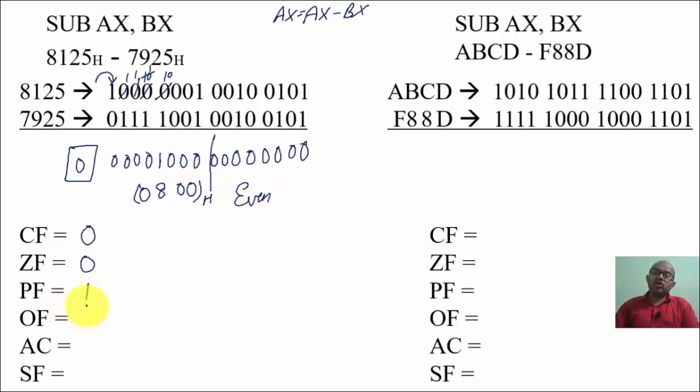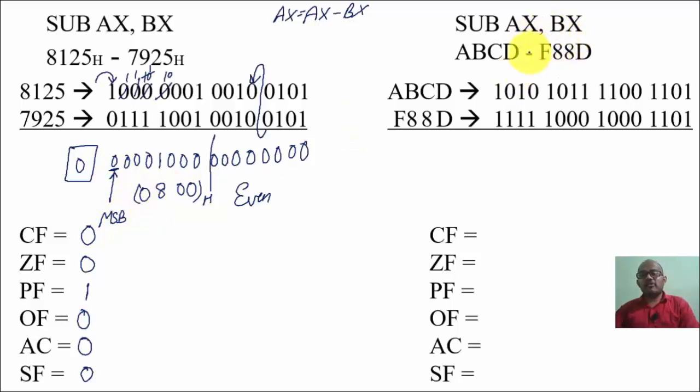Now, is there any carry getting generated from lower nibble to upper nibble, or is there any borrow you have taken from higher nibble to lower nibble? No, right? So auxiliary carry flag will not be set. Now, if I'm talking about overflow flag, whenever you are adding a negative number with a positive number, overflow flag will not be set. Now, if I'm talking about a sign flag, value should be 0 because it is going to read the MSB.